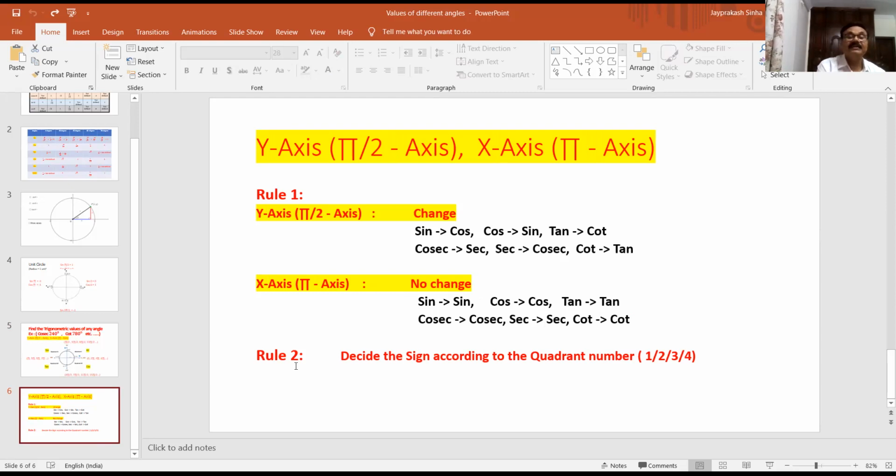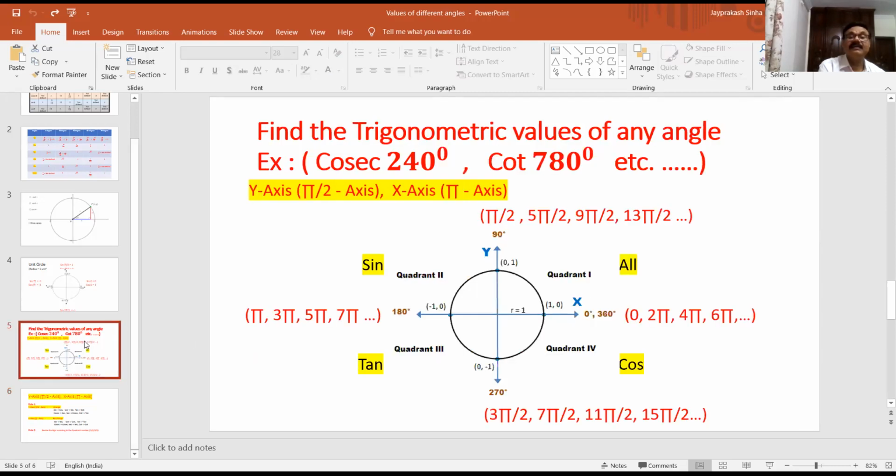Okay, and rule 2, decide the sign according to the quadrant number. Now we have already got how to get these values, but after that you have to decide the sign also. The sign will be decided by the quadrant number. Means in quadrant 1, if the angle lies in quadrant 1, then all will be taken as positive, sine, cos, tan.